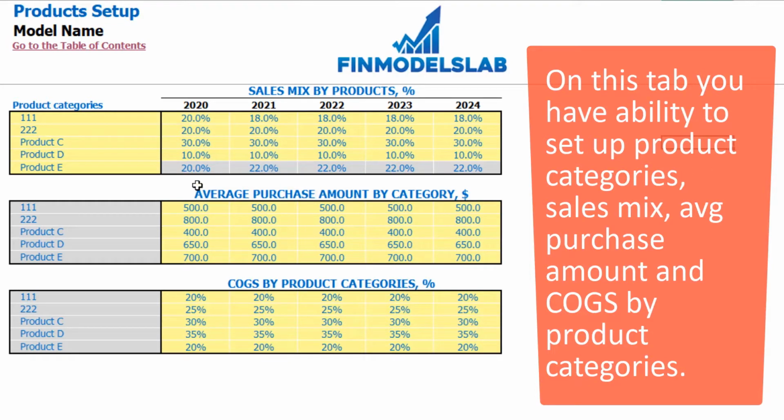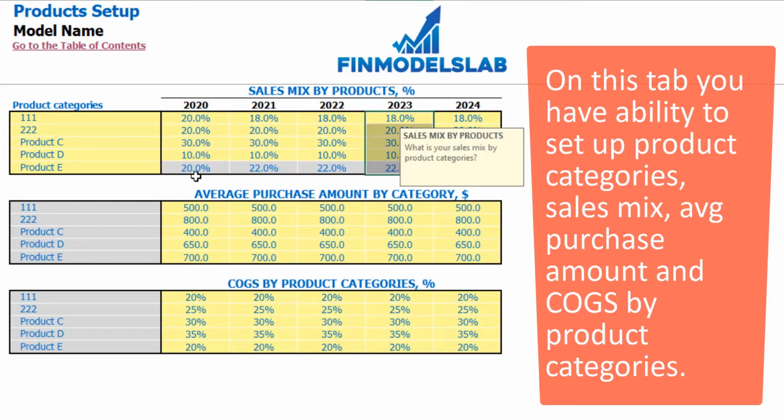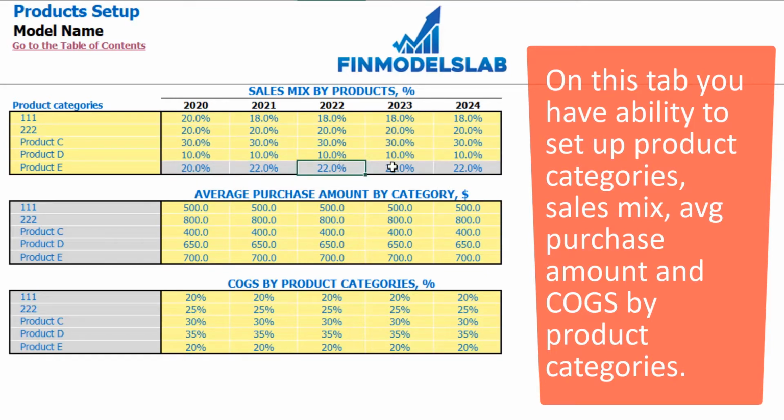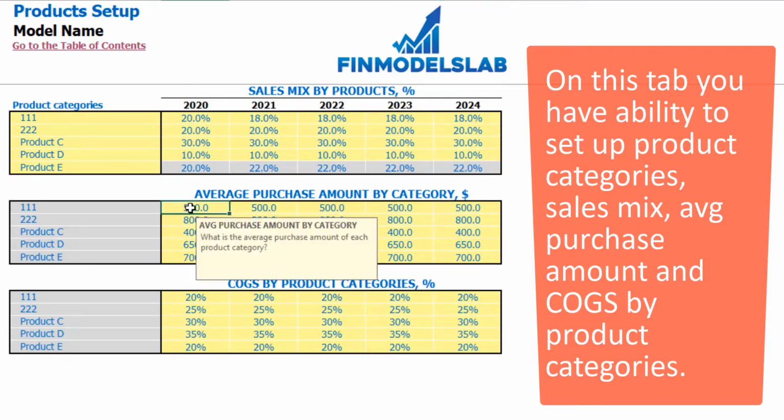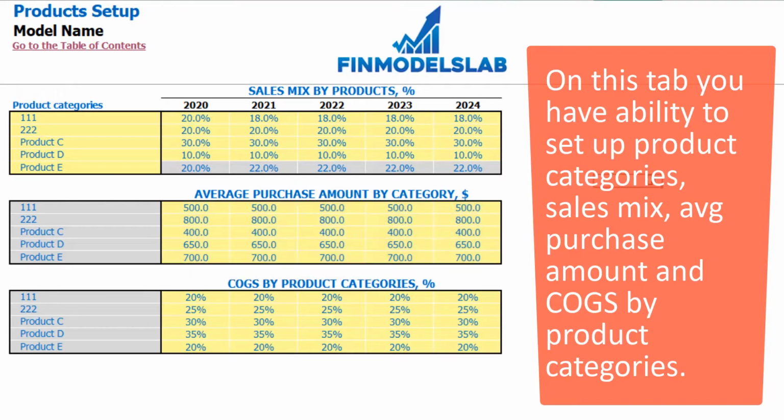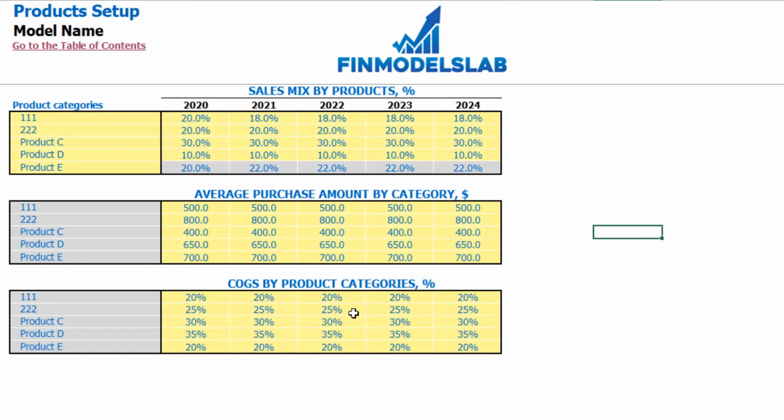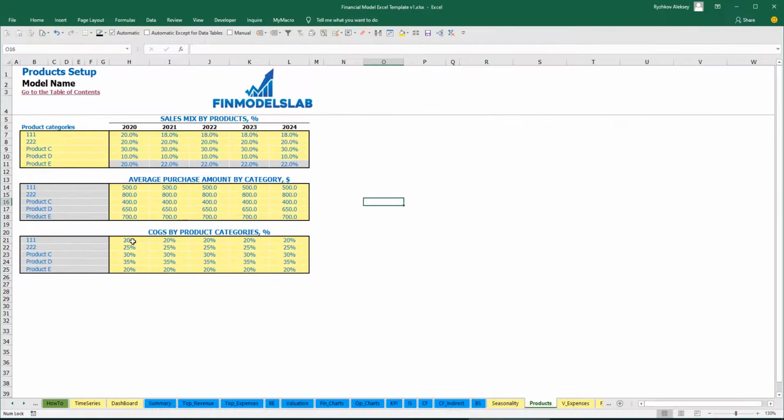If you set the breakdown correctly and the sum of your first 4 categories is less than 100%, then your product E will be everything else until the 100%. So the total always should be 100%, and if you input everything correct, this will be in gray color. Below you can set up the price for your product in dollars and COGS by product categories, by years, as a percentage of revenue.